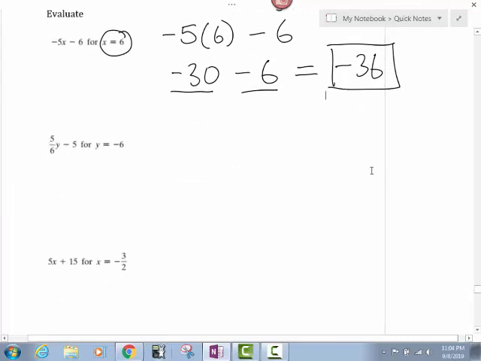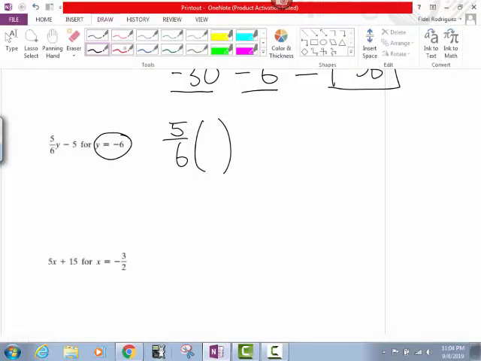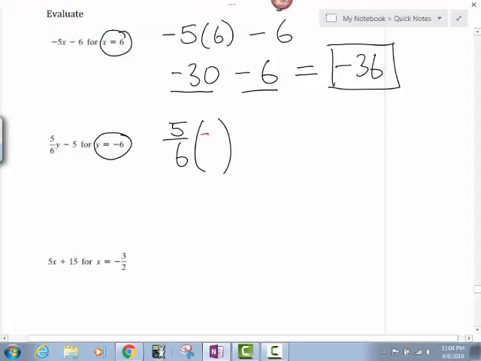I'm going to go through the same process. Now it's telling me that y equals negative 6. So I'm going to write my expression 5x, or 6 times y. Now where my letter y used to be, I'm going to put the number negative 6. Because I have a fraction, I want to think of my number negative 6 as a fraction. So I'm going to think about it as negative 6 over 1. Okay? Minus 5.